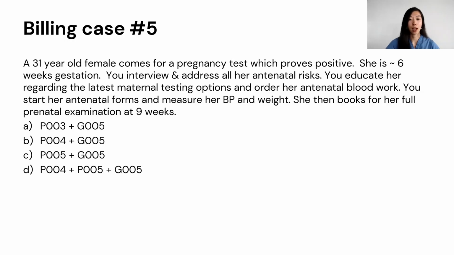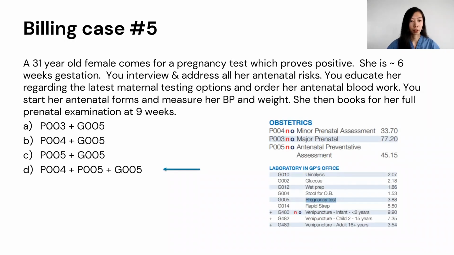And the answer for this is D. I've included the screenshots here just to help jog your visual memory, like how I learn. The reason is you do a minor prenatal assessment here because you're going to do your full prenatal assessment, your major one, in 9 weeks. That would be the P003 later. You also filled in her antenatal forms, so that's why you bill a P005. And you also did a pregnancy test on her, which tested positive, so you bill a G005.